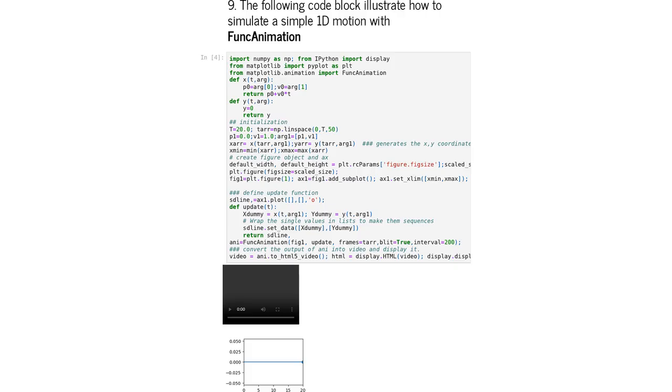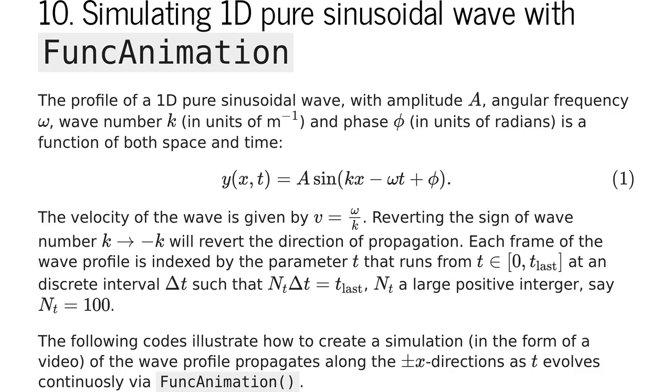Finally, FuncAnimation is called with the figure, the update function, the time array tar as frames, the blit option for optimization, and an interval of 200 milliseconds. The resulting animation object, Ani, is then converted to an HTML5 video for display within the notebook and is also saved as a file named 1d_uniform_motion.mp4. Next, we will explore a different kind of motion, the propagation of a one-dimensional pure sinusoidal wave.